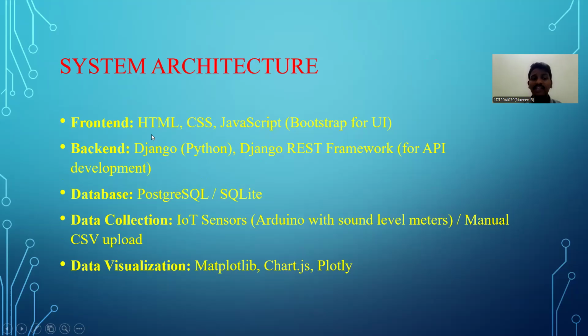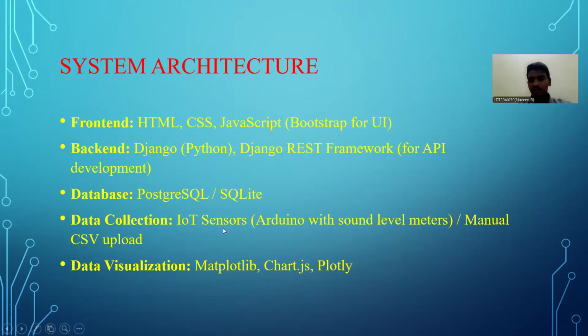To develop a front end we need frameworks like HTML web application and CSS, which will be used to form the front end of this project, and JavaScript also. And for backend purposes we'll be using Django, Python code, Django or REST frameworks for API development. And also for the database, we'll be using PostgreSQL or SQLite.